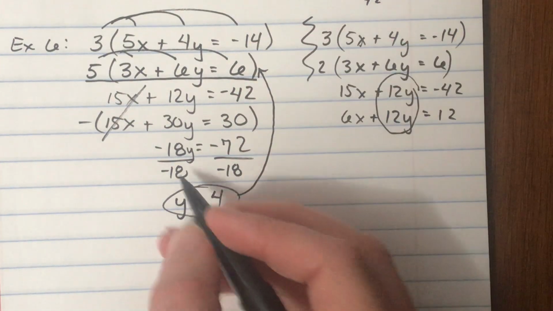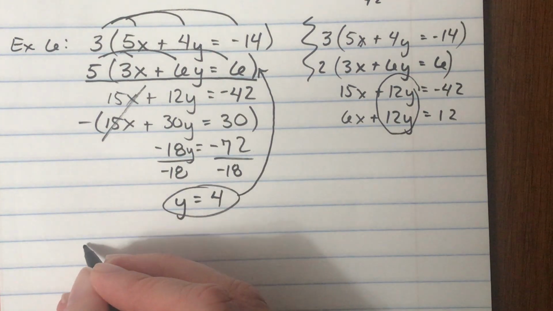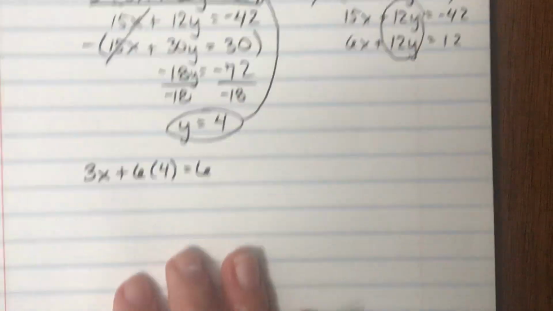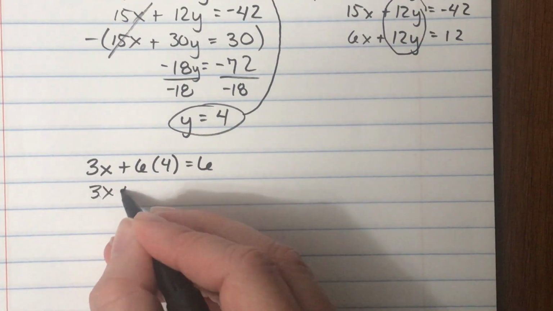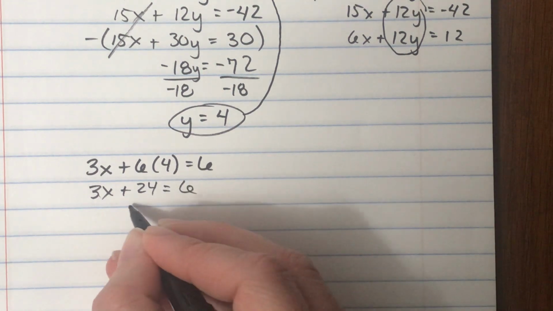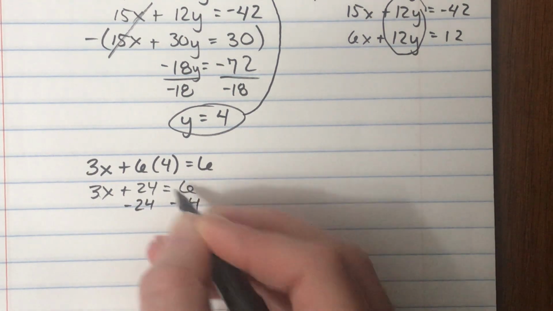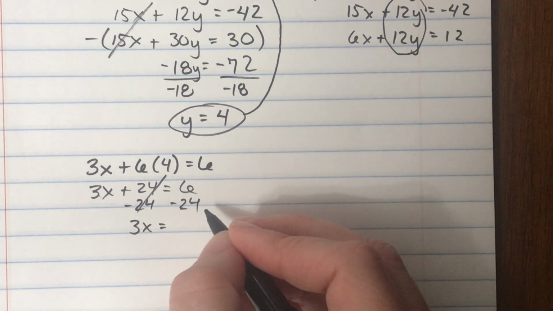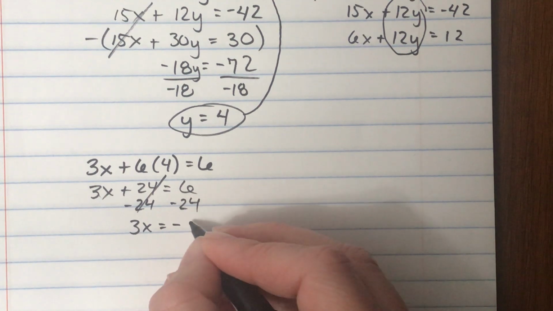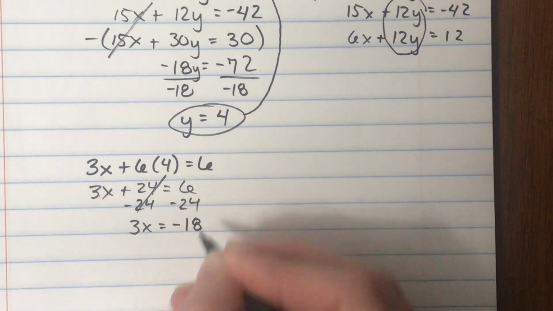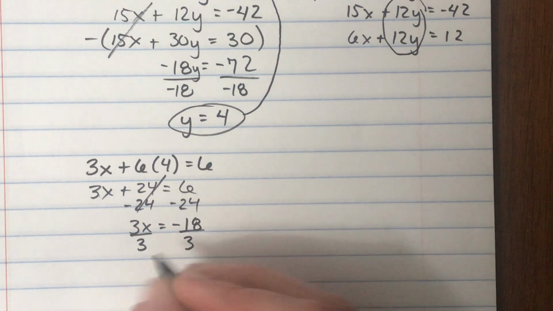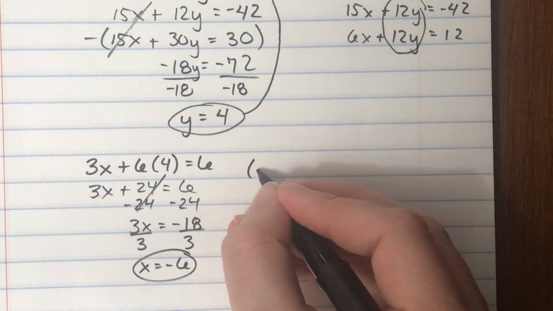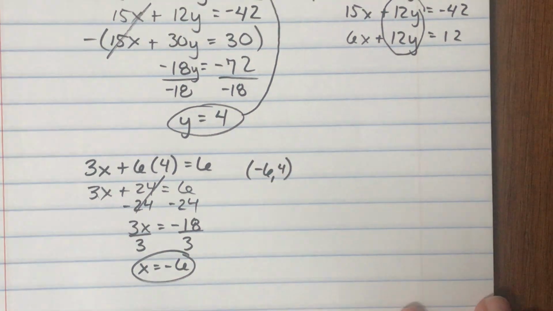I'm going to avoid that negative 14, so I'm just going to choose the second equation. So 3x plus 6 times 4 is equal to 6. And so that's 3x plus 24 is equal to 6. Subtract 24. Minus 24, that cancels. 3x is equal to negative 18. And then divide by 3. And we get x is equal to negative 6. And so your final answer is going to be negative 6, 4.